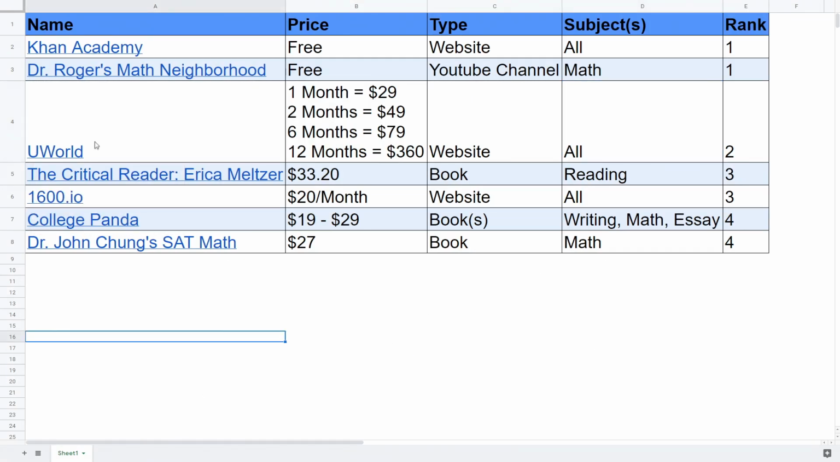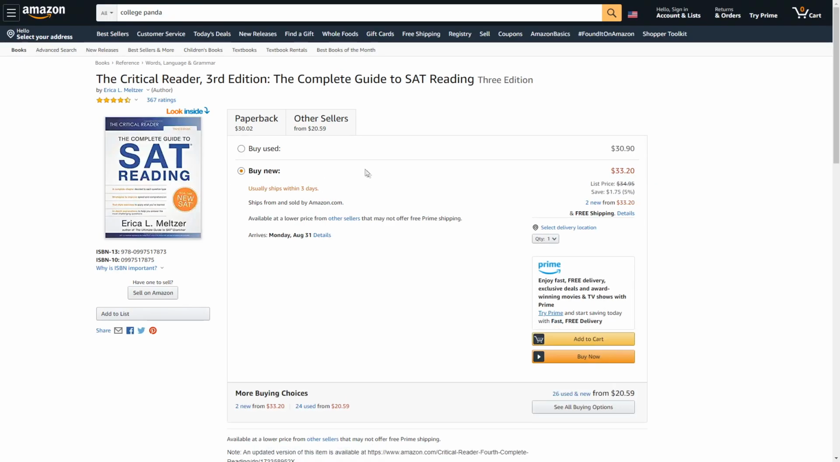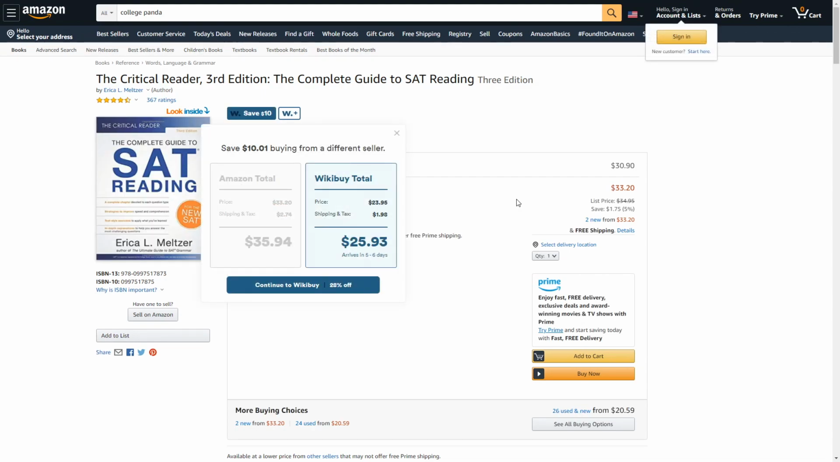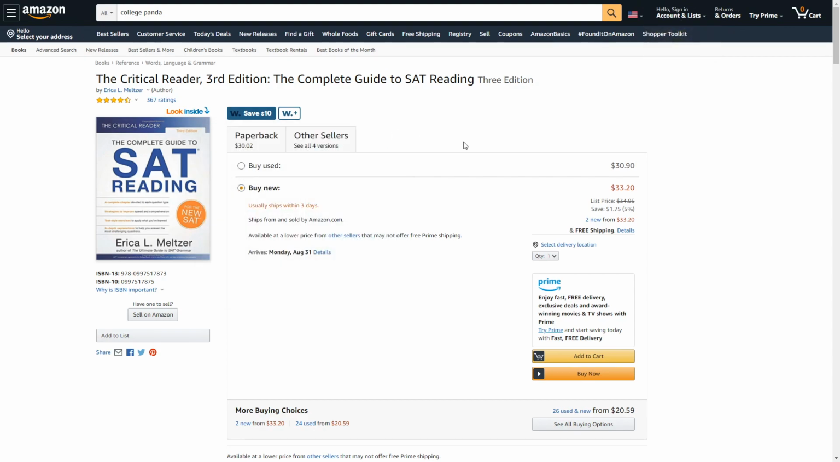Yep. So the next resource we'll be talking about is The Critical Reader by Erica Meltzer. It costs around $30, which is on the higher end for SAT books. However, this is extremely useful for the reading section because it teaches you to approach each individual question type. And like Manaf mentioned previously, the questions are essentially recycled, so they have basic formats and they just adjust them based on the passage itself.